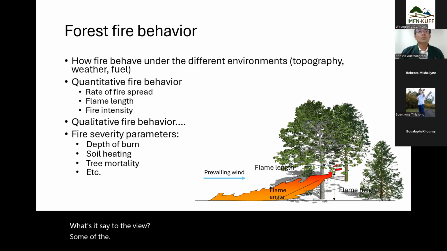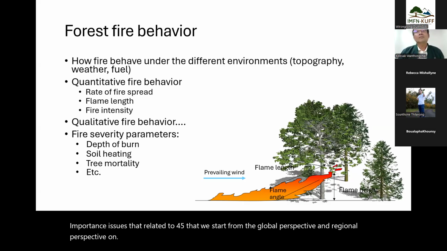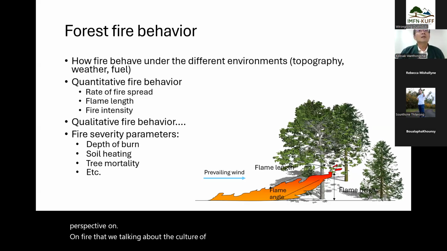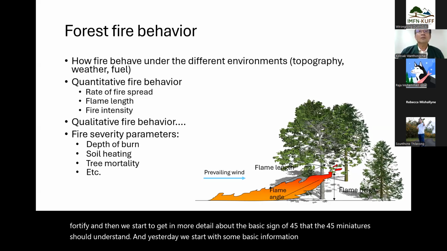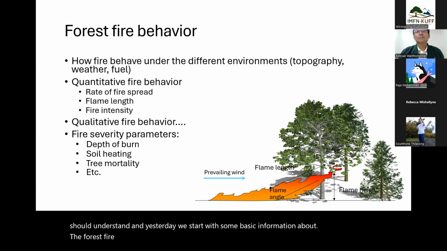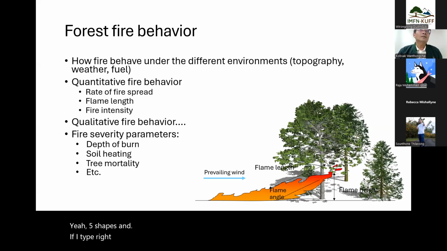important issues related to forest fire. We started from the global and regional perspective on fire, where we talked about culture, climate change, and other things related to forest fire. Then we started to get into more detail about the basics of forest fire that forest fire managers should understand. Yesterday we started with some basic information about forest fire, fire nomenclature, fire shapes and fire types, right? And before we finished, we talked about fire behavior.